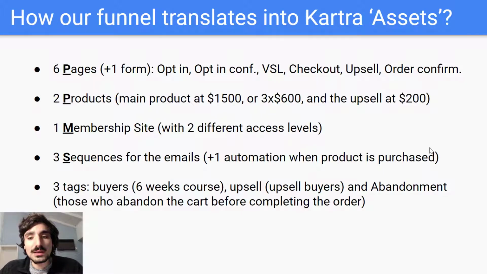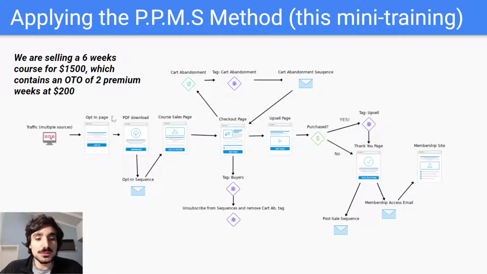So how does our funnel translate into Kartra assets? Well, in this case, after we know what we need to build, we will apply the PPMS method, which means start building the pages, then the product, then the membership site, and finally the sequence of emails. So we will need to build 6 pages, which are the opt-in page, the opt-in confirmation, the video sales page, the checkout page, the upsell page, and the order confirmation page. If you do not believe me, let's count them. We have 1, 2, 3, 4, 5, 6 pages.